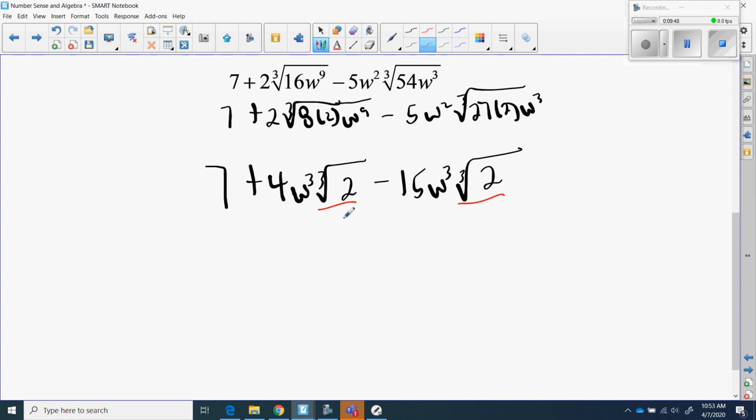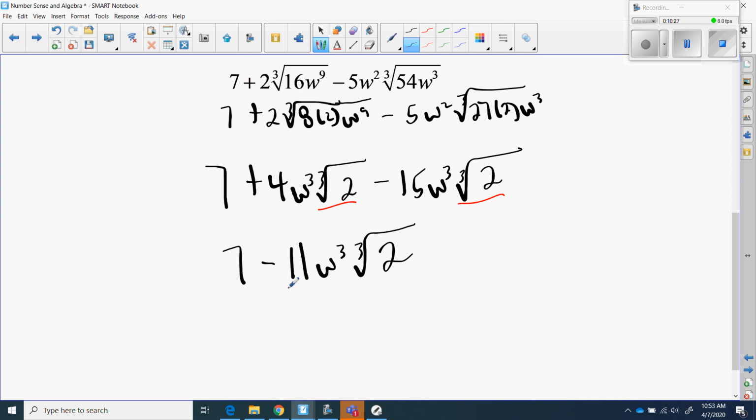Well, as you can see, I got a cube root 2 and another cube root 2, and we're going to collect those together then because they're like radicals. The index is the same, the radicand is the same. So when I collect that stuff all together, I've got my 7, that just stays there. 4w cubed minus 15w cubed, they're both cube root 2's. So that's going to give us negative 11 when you group those, so it's negative 11 w to the third cube root of 2.